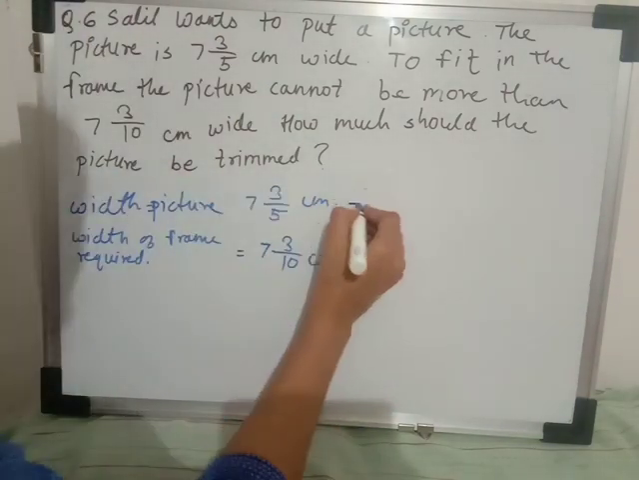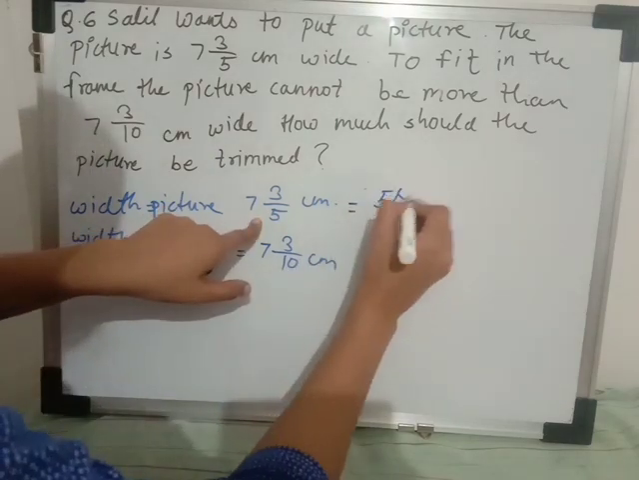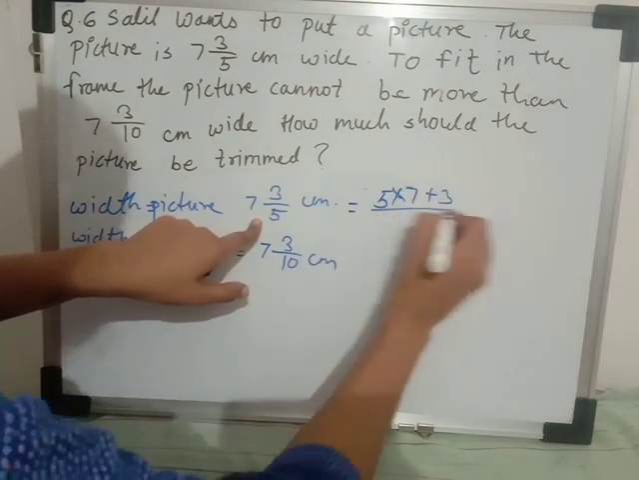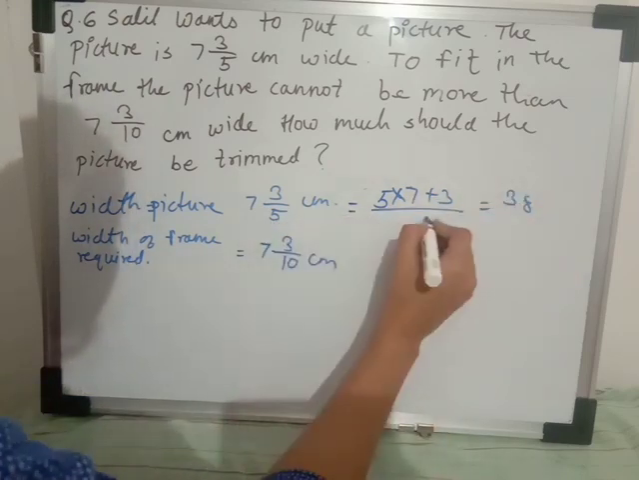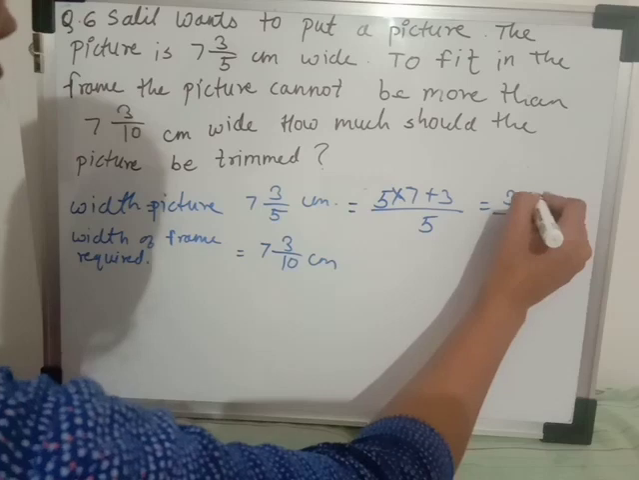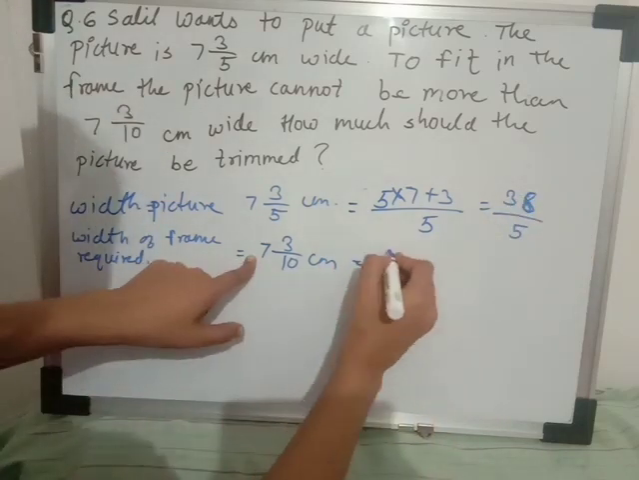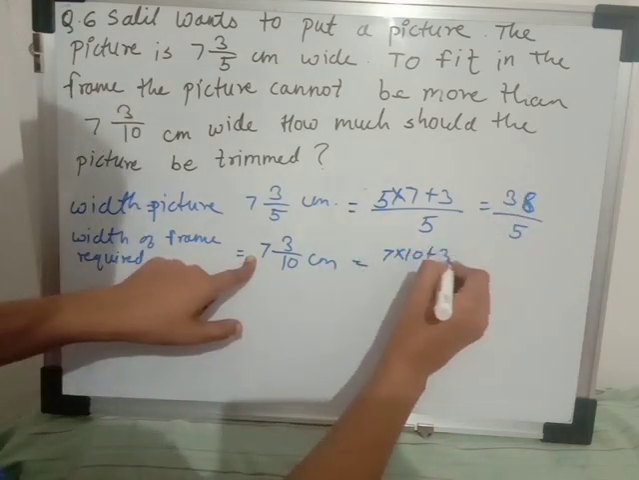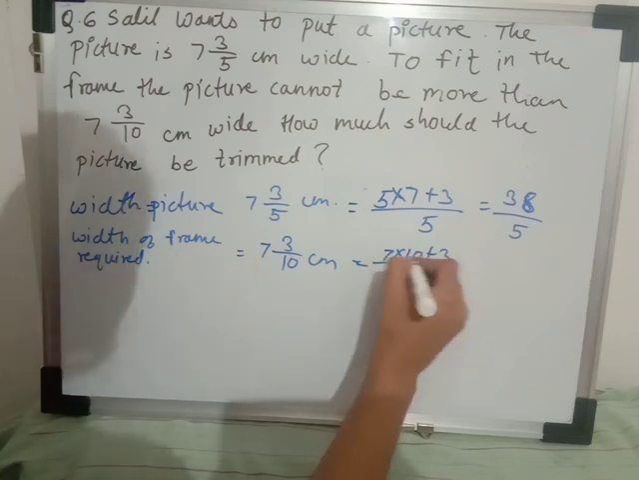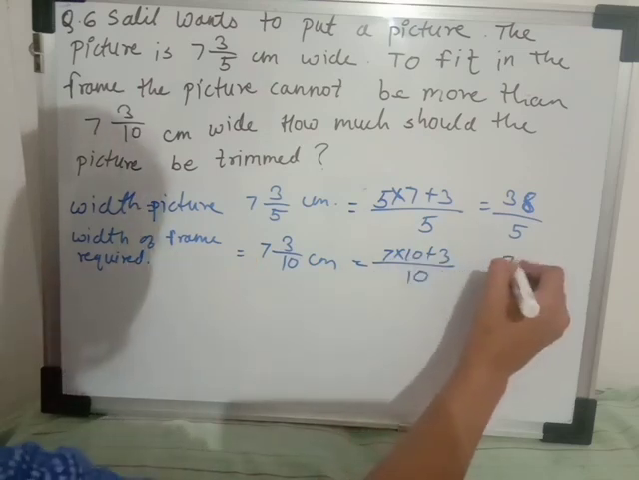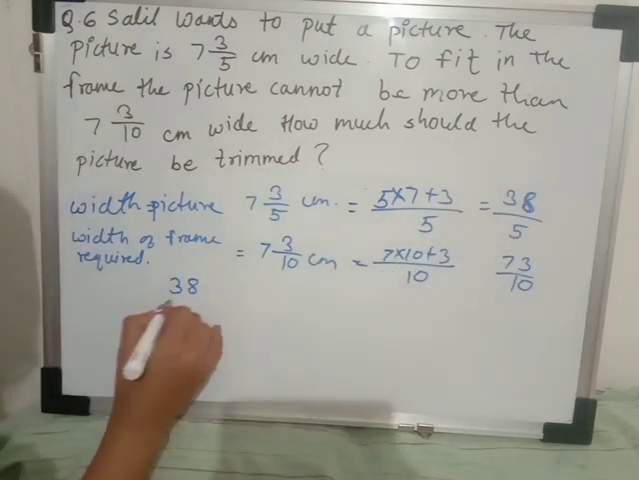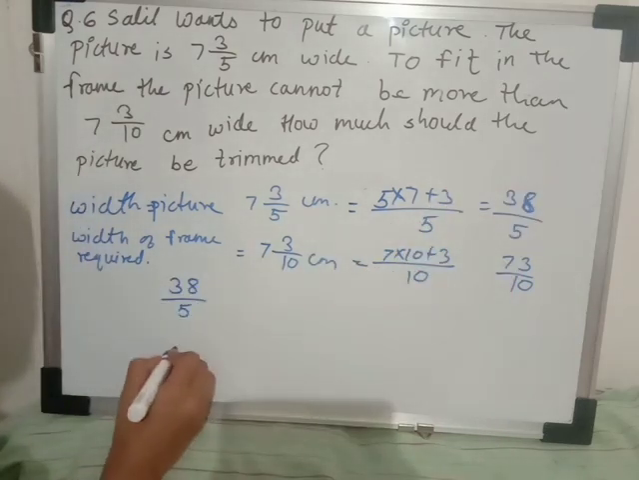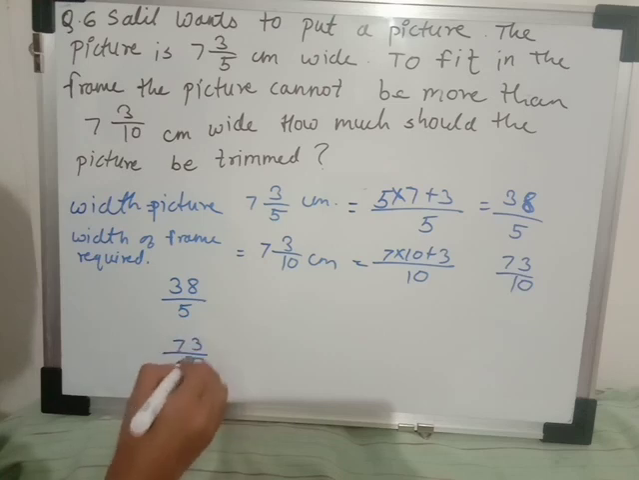Okay, so here we have to convert 5 multiplied by 7 plus 3. 5 7s are 35, 35 plus 3 that is 38. What is the denominator? Right as it is. Okay, so 7 multiplied by 10 plus 3, 7 tens are 70, 70 plus 3, 73/10. So here we got the two fractions, that is 38/5 and 73/10.